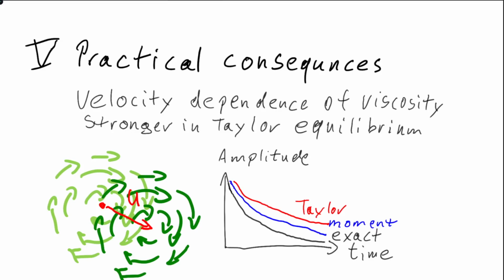So, for example, if the exact decay of the amplitude over time is the black line here, then the vortex simulated with the moment matched equilibrium will decay slightly slower, and the size of this error is larger for the Taylor expanded equilibrium. It's almost nearly twice as large. So you can actually cut the error in half by using the moment matched equilibrium, but you cannot eliminate the error in this way.